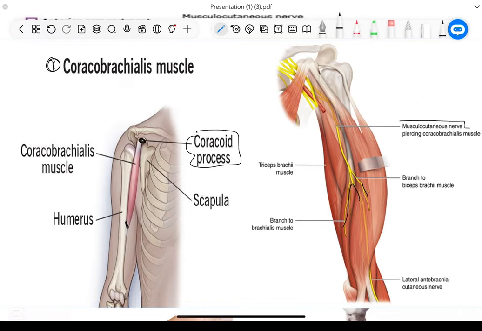Now, one more point we have to remember: this muscle is pierced by a nerve which comes from the terminal branch of the lateral cord of the brachial plexus, that is the musculocutaneous nerve. After piercing this muscle, the nerve comes to the front of the arm and supplies the rest of the muscles of the front of the arm. Coracobrachialis crosses only a single joint, the shoulder joint. Just remember this, because later when we discuss the action, we have to know which joint the muscle crosses, because it will work on that joint only. So, for coracobrachialis, this much is enough.